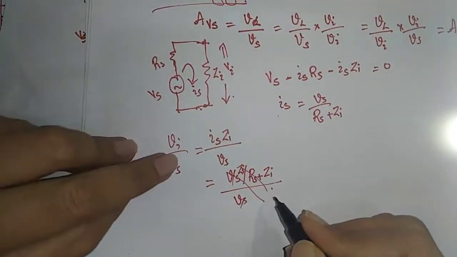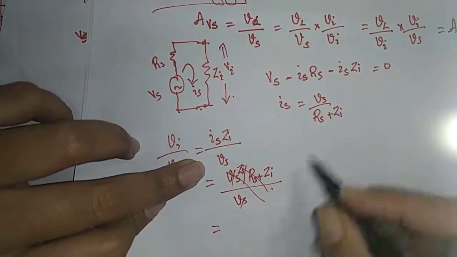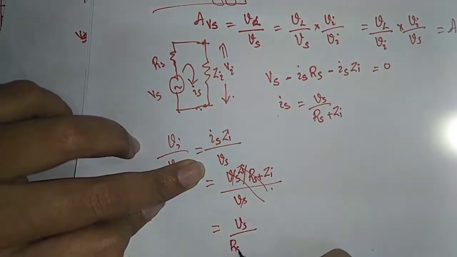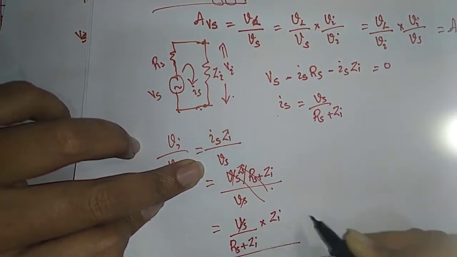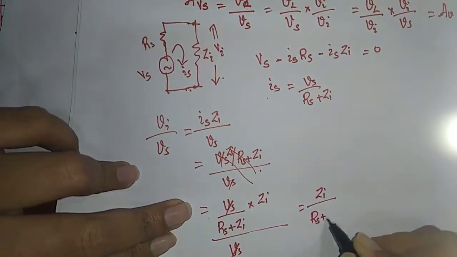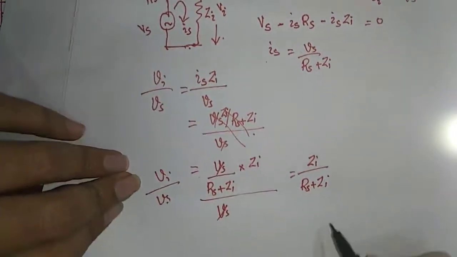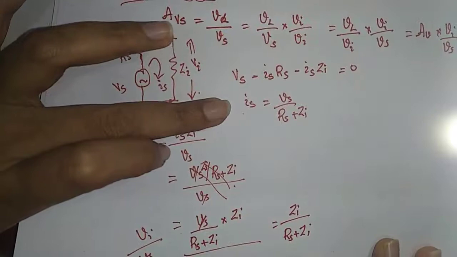Okay, Vi by Vs is equal to Is into Zi by Vs, or what is Is? Is is equal to Vs by Rs plus Zi into Zi by Vs. This Vs and Vs cancel. So I will get Zi by Rs plus Zi. What is it? Vi by Vs. Vi by Vs is equal to Zi by Rs plus Zi.